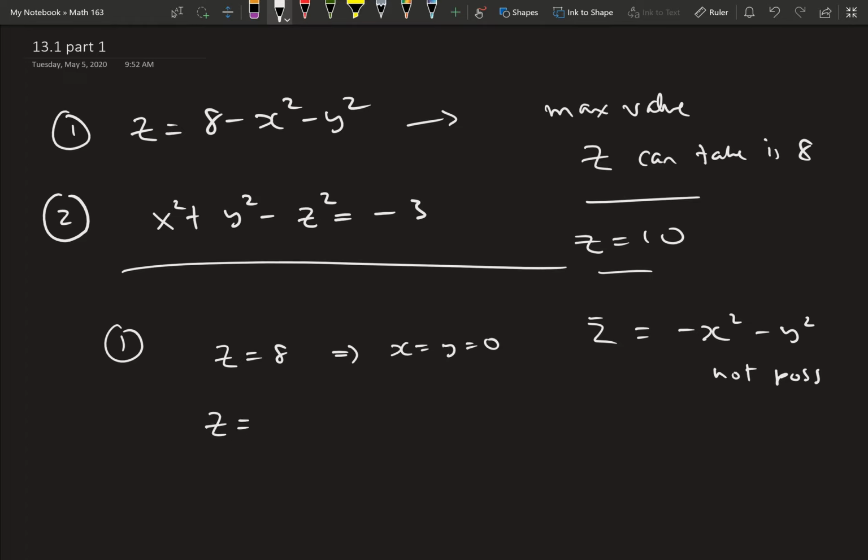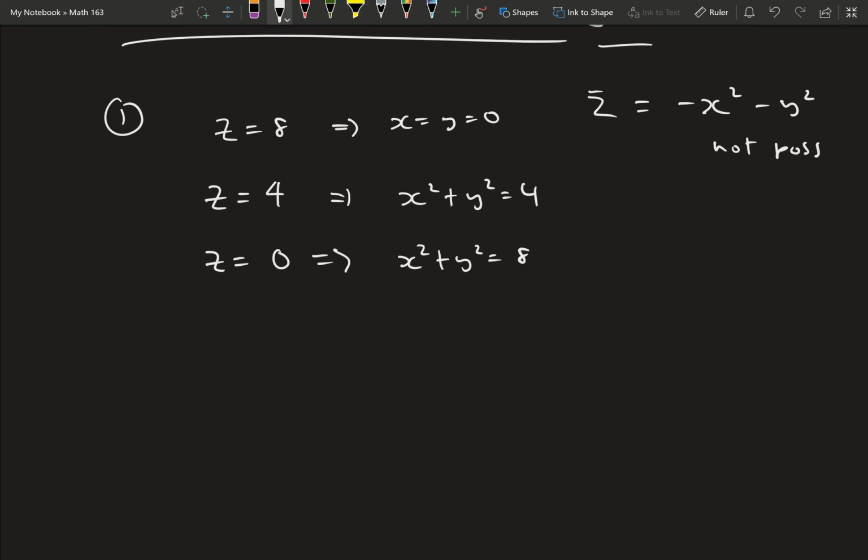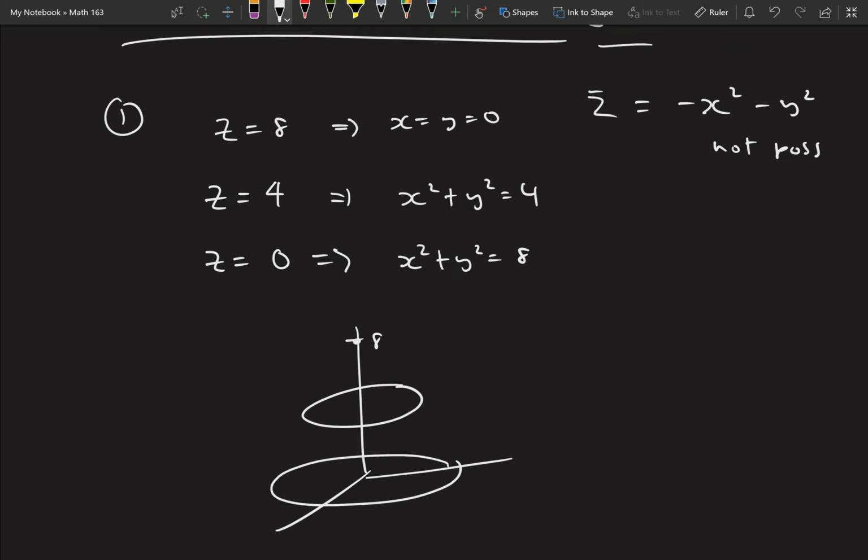If z equals, say, 4, then you end up with the equation x squared plus y squared is equal to 4, which is a circle of radius 2. Let's say z equals 0, you get another circle, x squared plus y squared is equal to 8. And so you have this downward pointing, at 8 here there's a point, and then there's a circle, and then a slightly bigger circle.